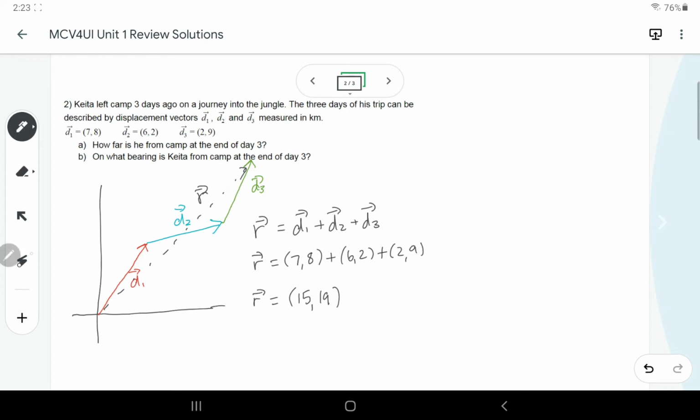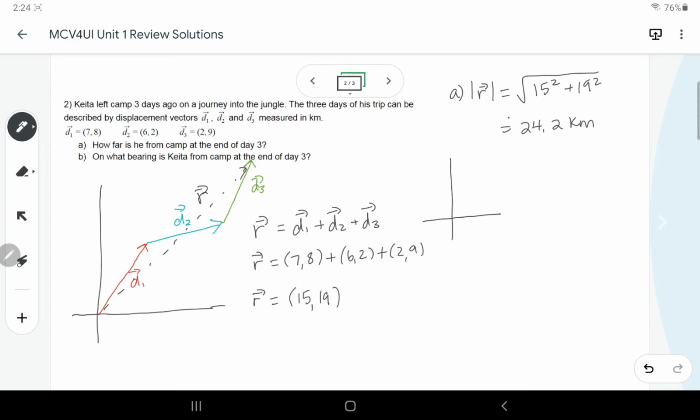So here we're looking at how far he is from camp. This is not asking how far he's walked, because he obviously walked longer than he needed to, although I suppose it's a jungle, maybe you have to take some detours. It's not a direct path, but we're saying how far actually away is he from camp. So for part A, I'd say the magnitude of that resultant, which is the square root of 15 squared plus 19 squared, and that would be approximately 24.2 kilometers.